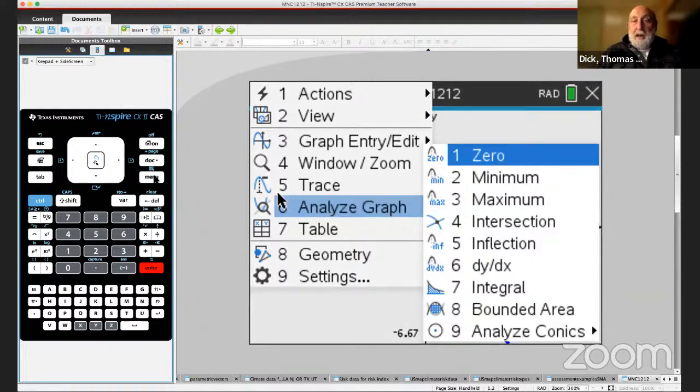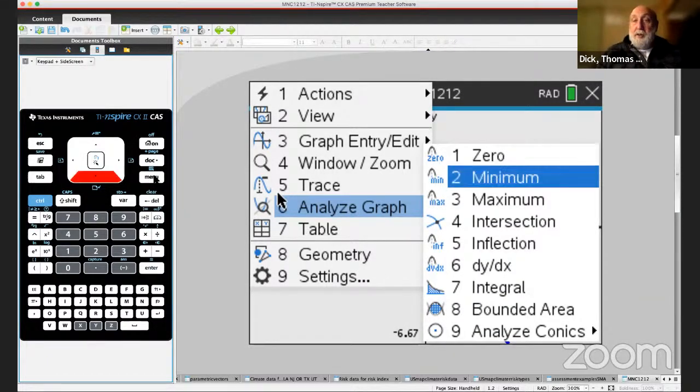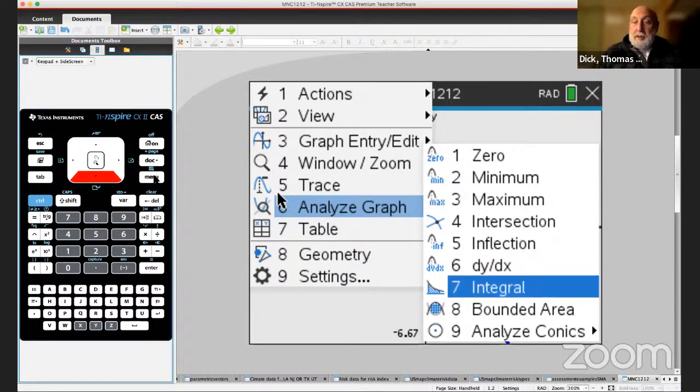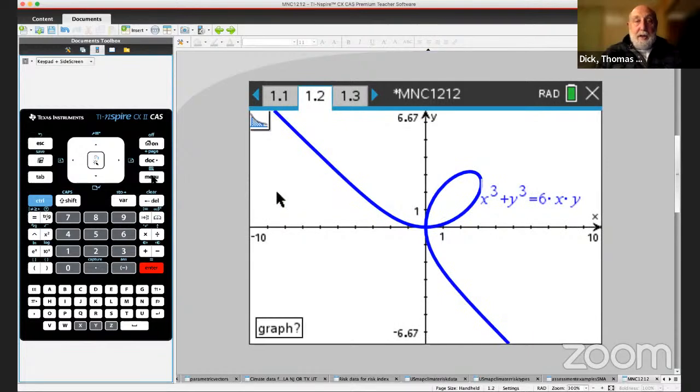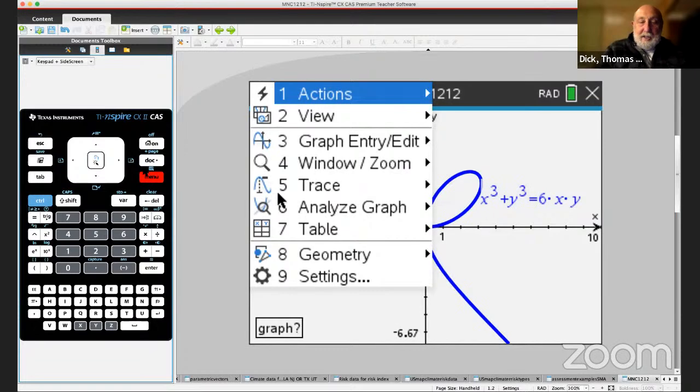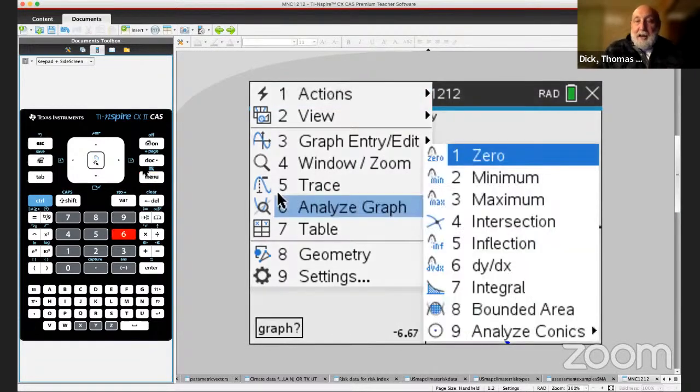We're going to analyze the graph, and I see dy/dx. That looks good. Let's go down to dy/dx. Whoops, I hit the wrong key. My apologies, let's try that again. Analyze graph. I overshot by 1. I'm just going to hit the number 6 because that is dy/dx.